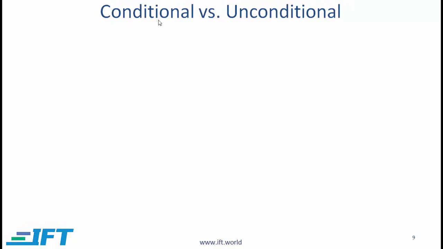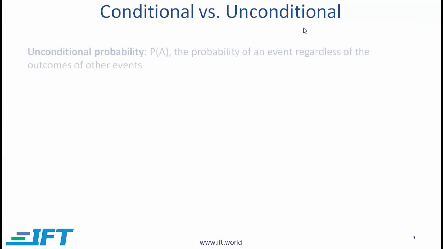We will now talk about conditional versus unconditional probability. Unconditional probability, P(A), is the probability of an event regardless of other outcomes. So our event here is A. This might be the probability that a stock price goes up. So the event is stock price going up. The probability of that stock price going up regardless of any other events is called an unconditional probability.